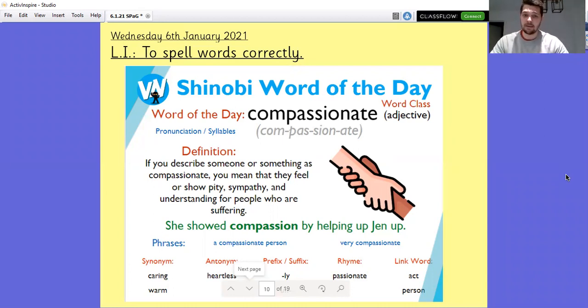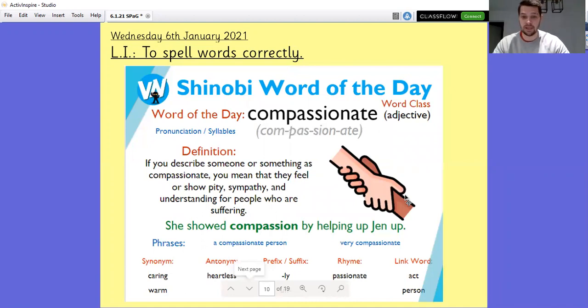definition. To be compassionate. If you describe someone or something as compassionate, you mean that they feel or show pity, sympathy, and understanding for people who are suffering. We're all rather compassionate right now, a synonym for that, but caring and warm, because the situation that we find ourselves in is one where it's important to stick together to show care, compassion, and to be caring to people that most likely going through quite a tough time at the moment. So it's a really important adjective to learn this one and hopefully use in your writing at some point.